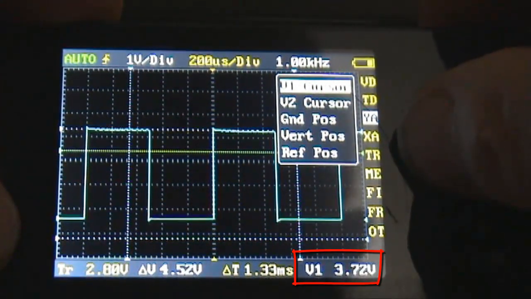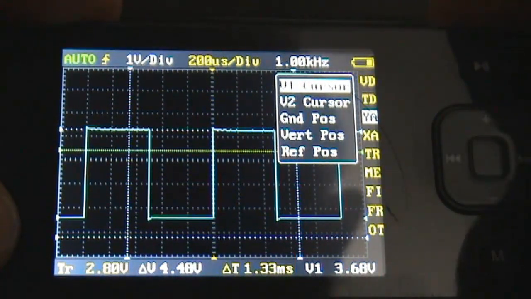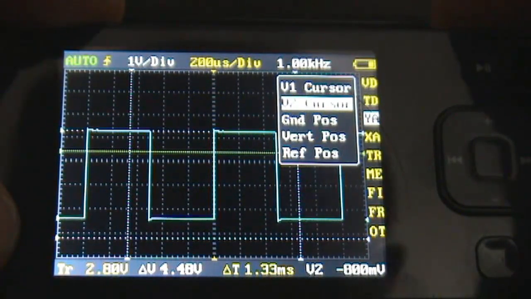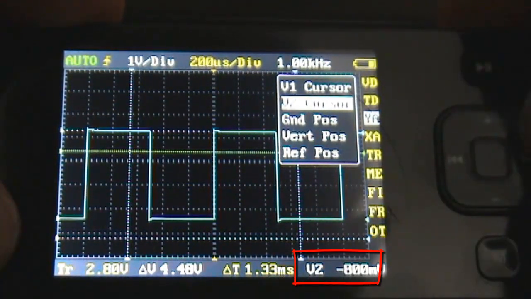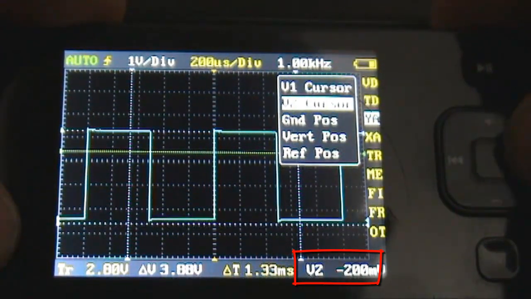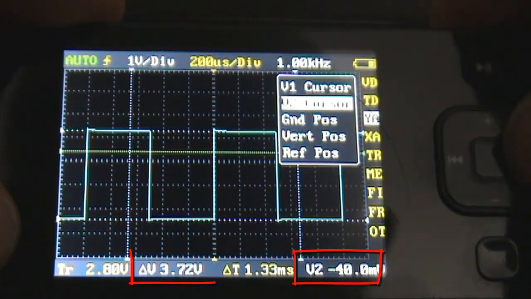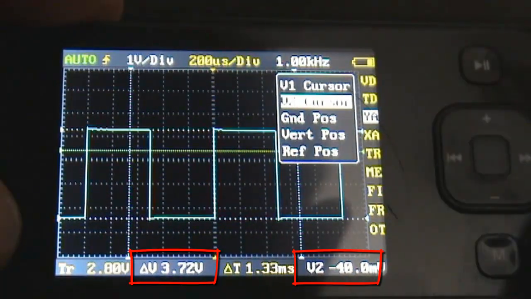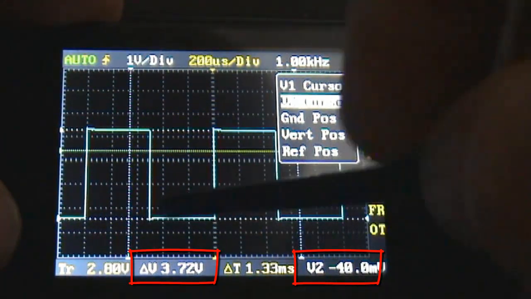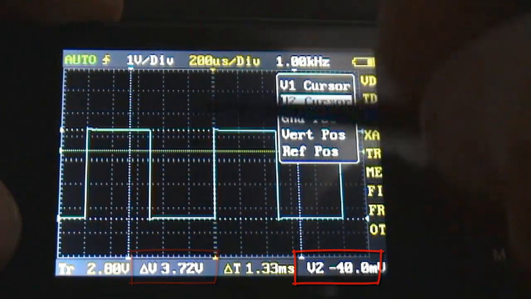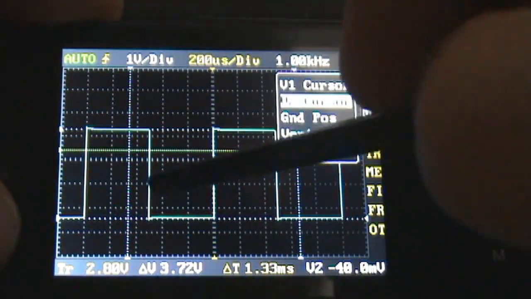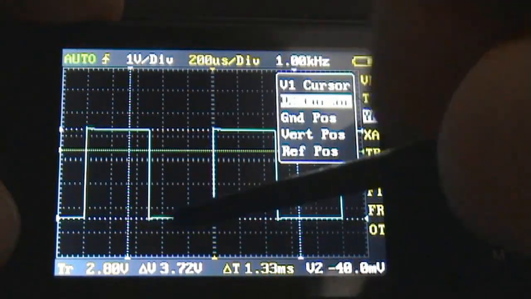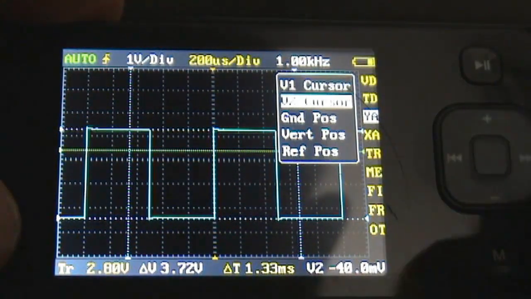Let me come up a bit. Yeah, 3.68 volts. If we use the minus key to get to the V2 cursor, that's currently saying minus 800 millivolts. Let's come up until we're on the bottom of that line, and now it says V2 is minus 40 millivolts, and in here we've got delta V, 3.72, the difference between the two. So we can now see what voltage is measured by the height of this square wave.